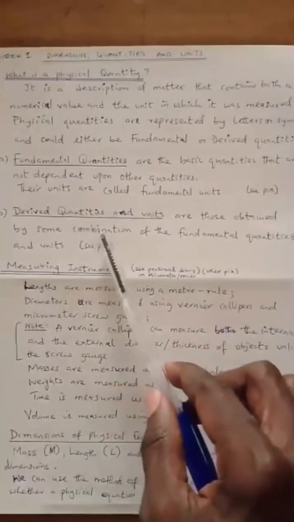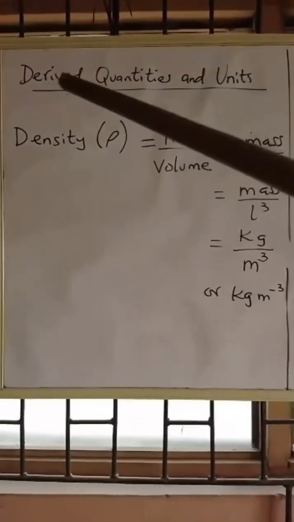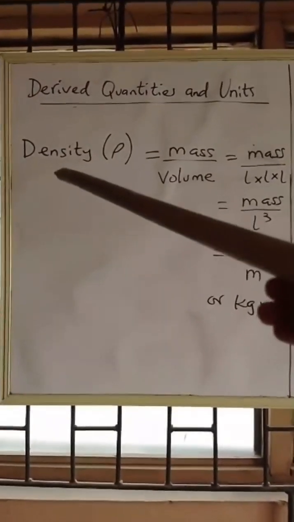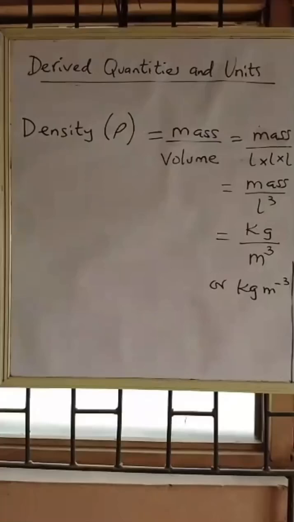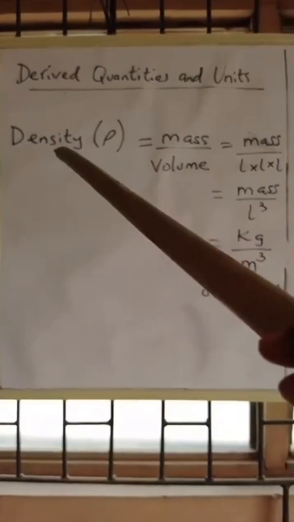Now, derived quantities are obtained by some combination of fundamental quantities and units. Let's look at this derived quantity. We call it density. That's the symbol rho, it's like a slanted P. Density is the derived quantity.